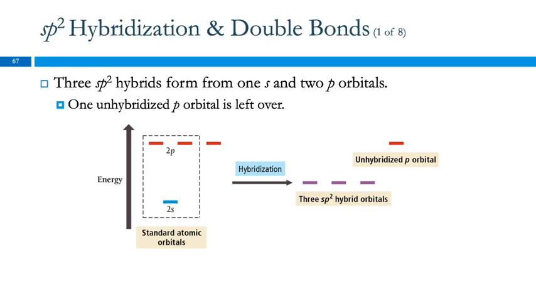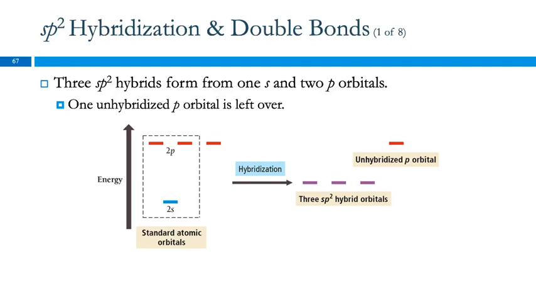So we can make an sp2 hybridization. Here we've got the 2s orbital, and this time we're just going to hybridize with 2 of the p orbitals, and we're not going to worry about why yet. So we combine these together, and we get 3 sp2 hybrid orbitals. They're called sp2 because it's an s and 2 p's. And this p orbital that's not hybridized, just sitting there, stays the same.